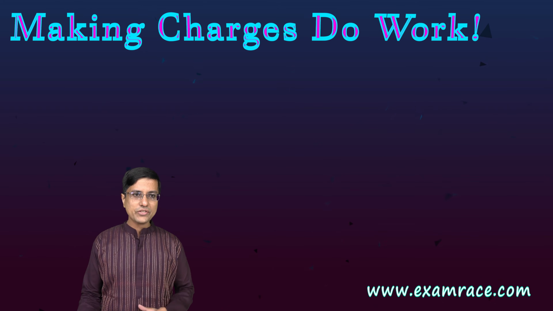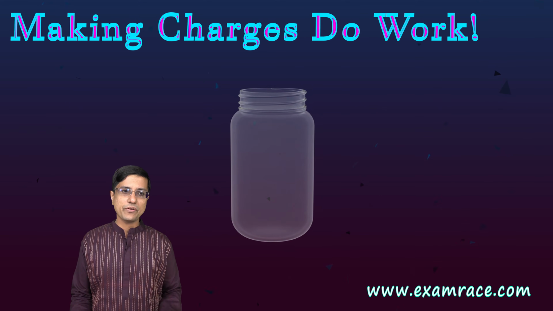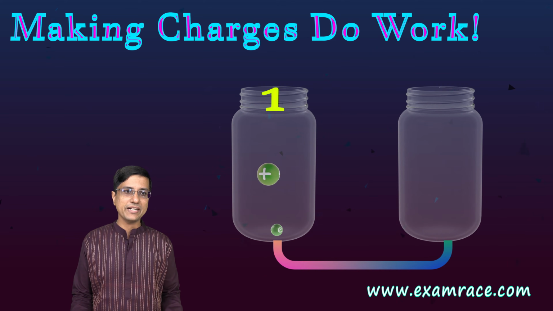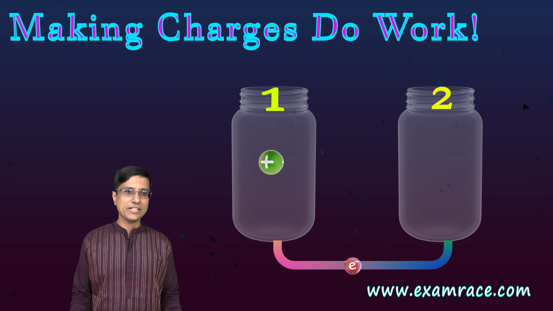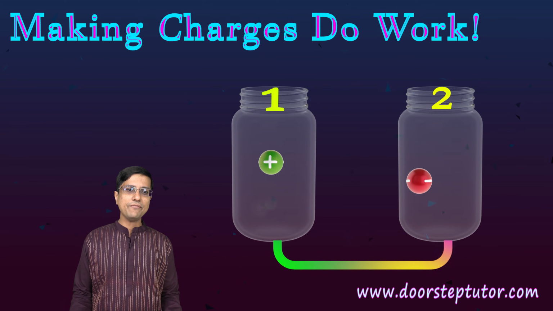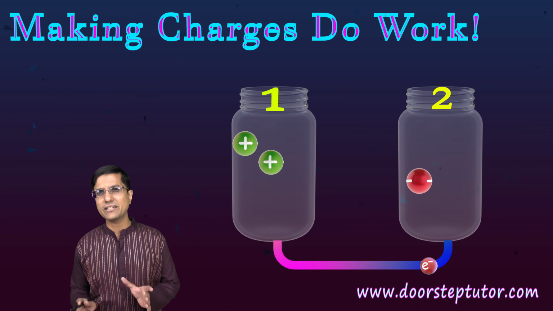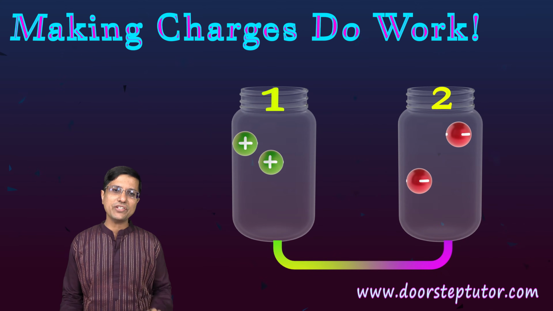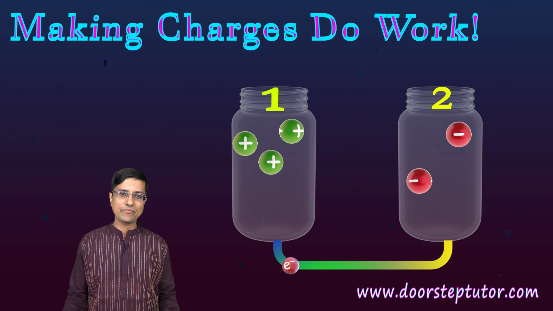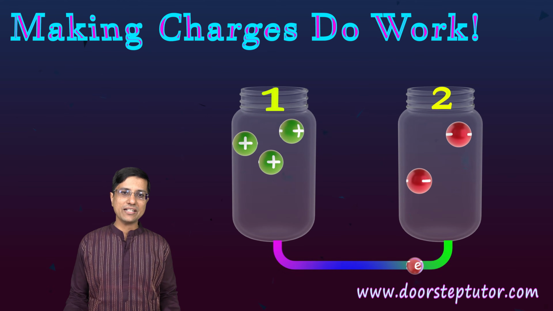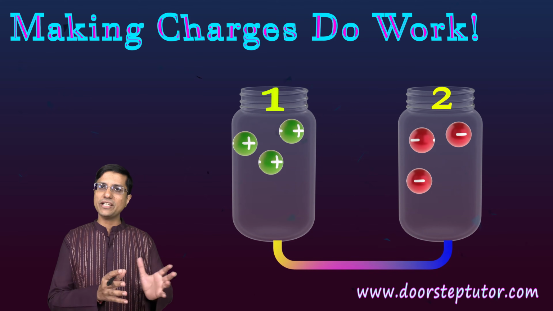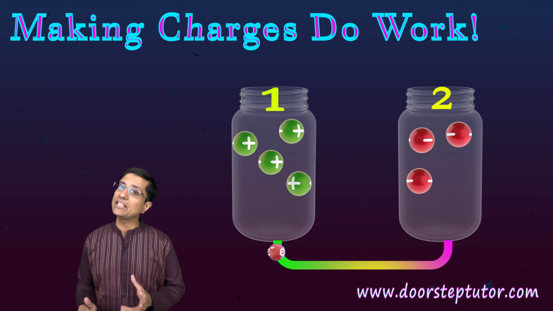We already understood that we can create separation of charges, so the charges can be separated. We can create positive as well as negative charges. So I have two jars here. Now let's just suppose somehow I have managed to fill one of these jars with positive charges and the other one with negative charges, right?